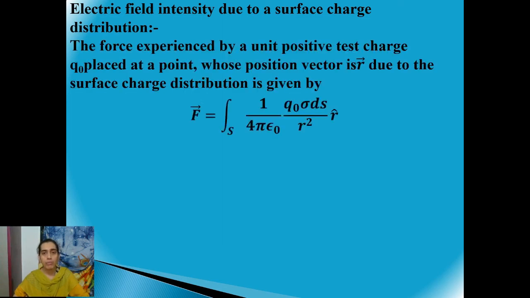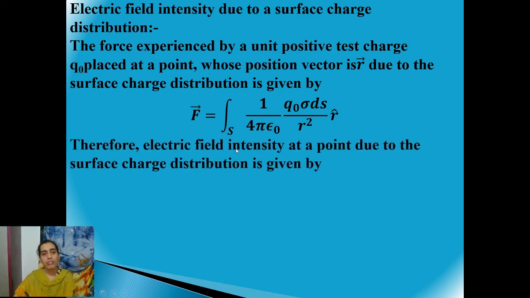We had derived the expression for force due to surface charge distribution, right? So what was the expression? Vector F is equal to the surface integral of 1 over 4 pi epsilon naught Q naught into sigma dS divided by r square into r cap.